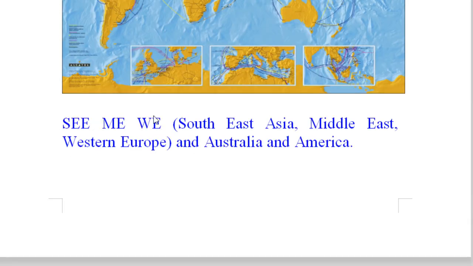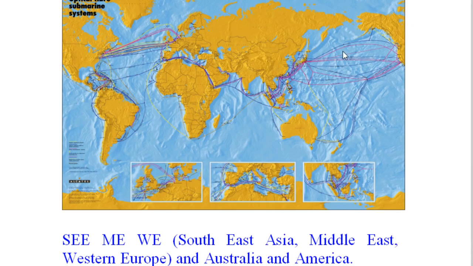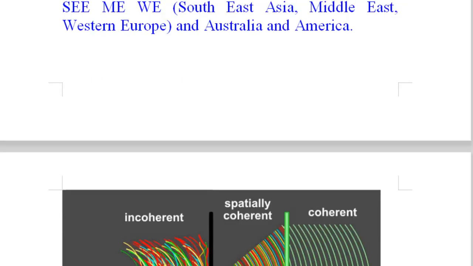And normally we say that the fiber optic cable is having SEA-ME-WE. C means what? Southeast Asia. Southeast Asia means we have to start from Japan, because Japan is in the east. So Southeast Asia: Japan, then South Korea, then China. ME means Middle East, your Saudi Arabia and Dubai and all that. And then WE, Western Europe, your England, Netherlands and all that. And Australia and America, which means the entire world is connected with the help of fiber optic cables.